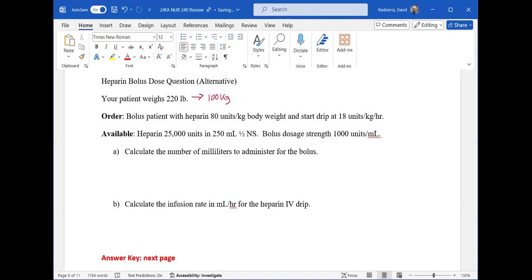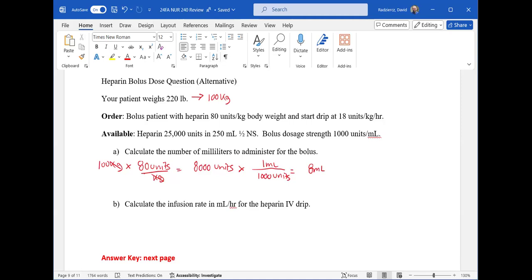So calculate the number of milliliters to administer for the bolus. I'm going to have 100 kilograms times my bolus, which is the 80 units per kilogram. Gives me 8,000 units. So kilograms is gone. We don't want units, we want milliliters. So I'm going to use my bolus dosage strength, which tells me I have 1,000 units per milliliter. And then my answer will just be 8 milliliters. And that's how you calculate the bolus dose given that scenario.